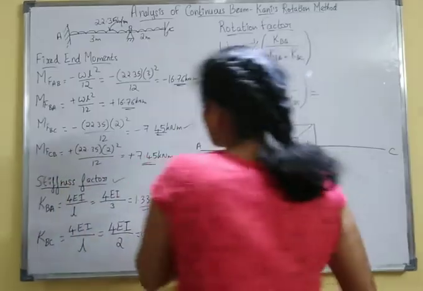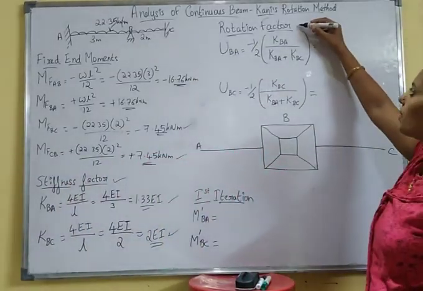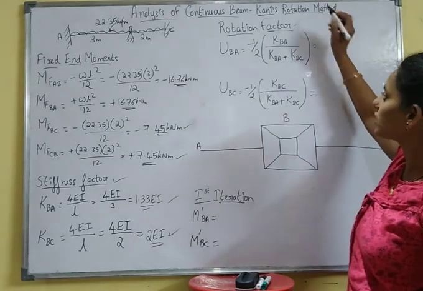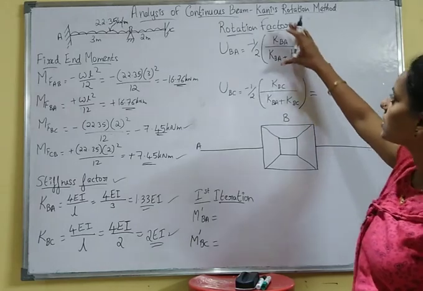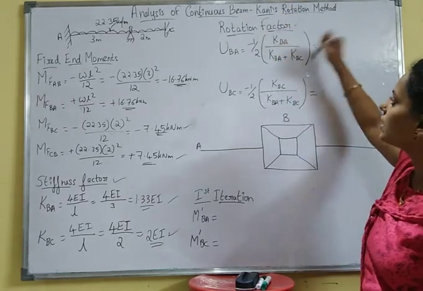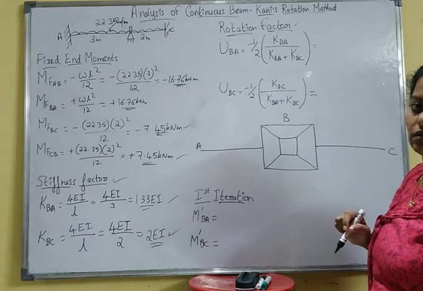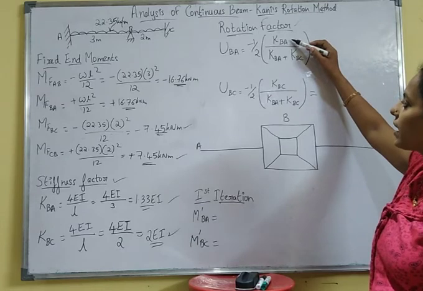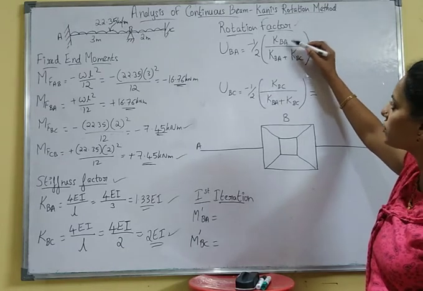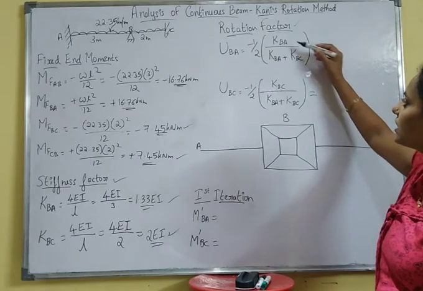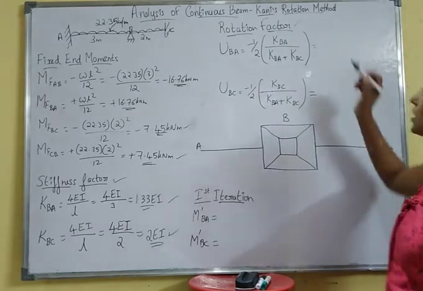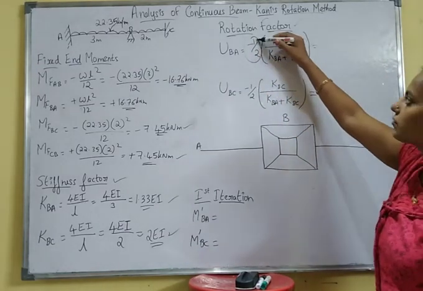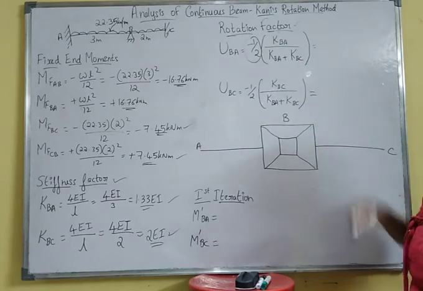Okay. Once you get this stiffness factor, in moment distribution we calculated the distribution factor, but here you have to consider the rotation factor. The rotation factor is similar to the distribution factor, but it is minus half times the distribution factor. The distribution factor is the stiffness factor of the span you are considering divided by the total stiffness factor. For that you multiply by minus half. This is your rotation factor.